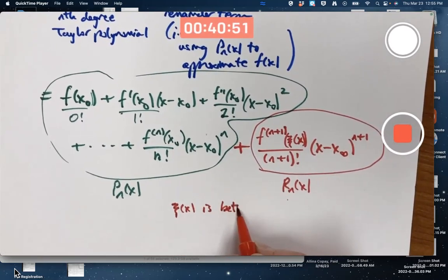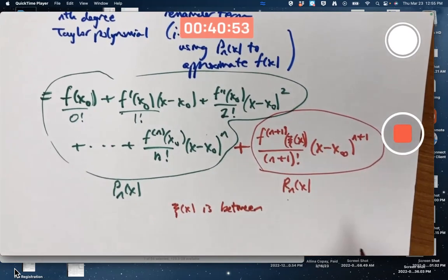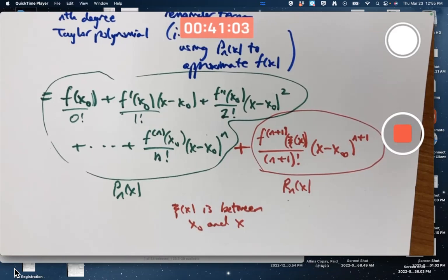C of x has a value between x0 and x, no matter what x is, on the interval on which f is n times continuously differentiable and has an n plus first derivative. Wow, what a theorem. Is there any intuition in this theorem? Yeah, that's what we're going to work toward. It's certainly difficult to think about as is.